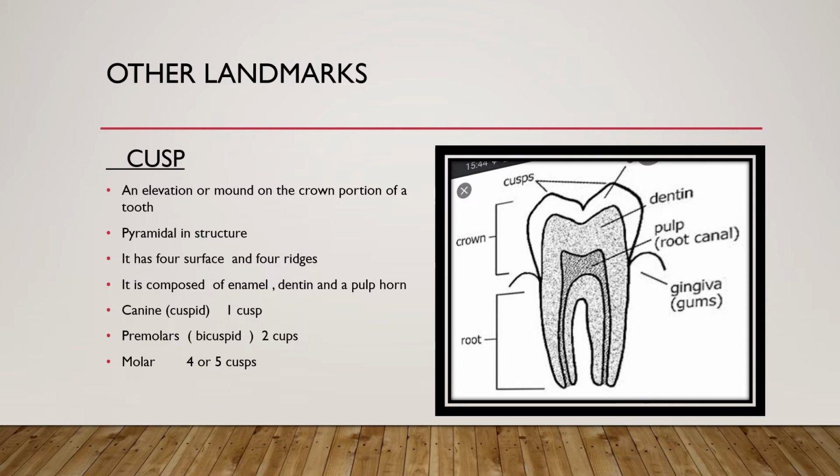A cusp is pyramidal in structure, and a cusp has four surfaces and four ridges. A cusp is composed of enamel, dentine, and a pulp horn. All the three tissues of the tooth are present in the cusp. Canine, popularly known as cuspid, has one cusp. Premolars have two cusps. Molars have four or five cusps, and incisors do not have any cusp. As you can see in the picture, the cusp can be easily seen.